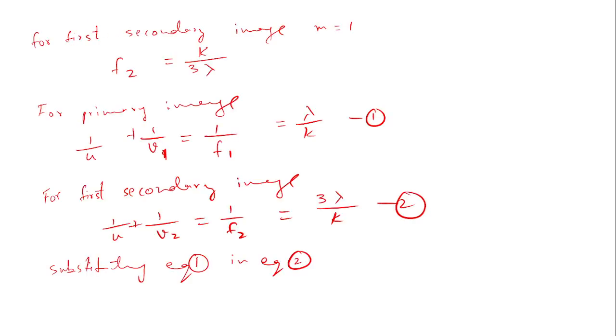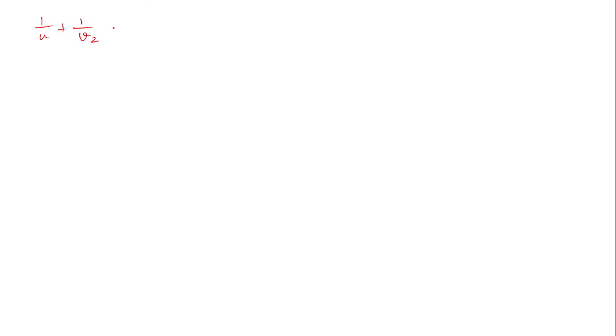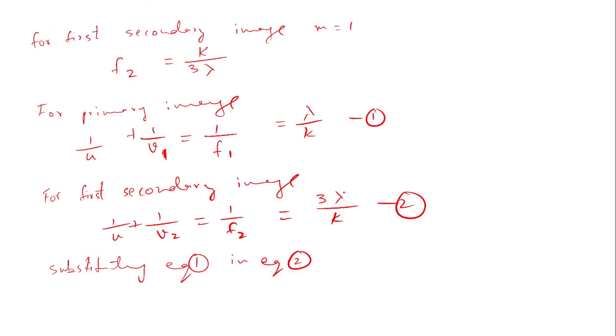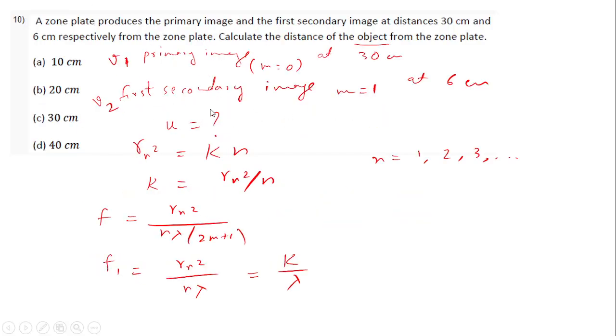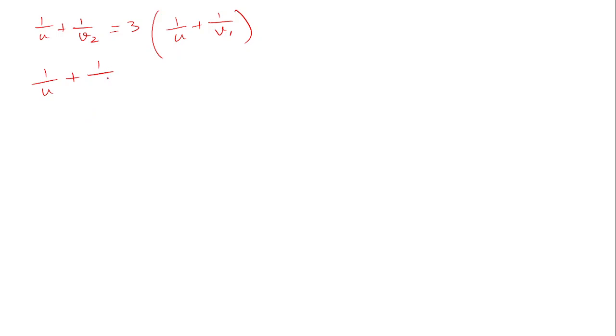So when we do that, we will get 1 over u plus 1 over v2 is equal to 3 times, and lambda by k value we'll substitute from here. So it will be 1 over u plus 1 over v1. And now 1 over u we need to find out, v2 we know. What is v2? So v2 is 6 centimeter, v1 is at 30 centimeter.